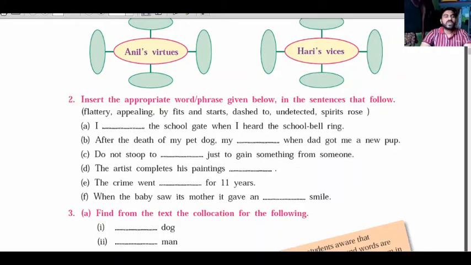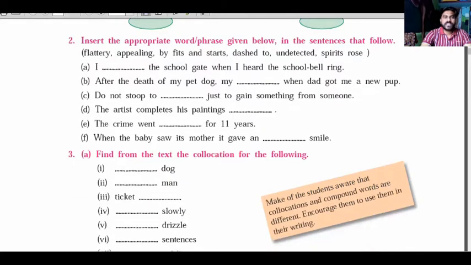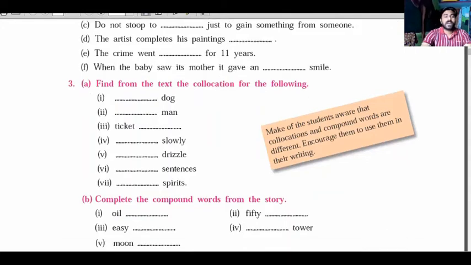Okay, so this is the second activity that we complete. You write down all these activities in your notebook. Then next, the third activity is in 2, A and B. So find from the text the collocation for the following. Now we have to find some words for collocation, and so many new words have come in the textbook. So let's guess how we can write there.